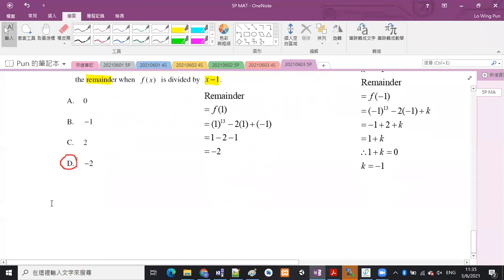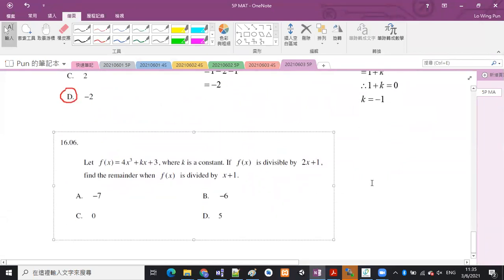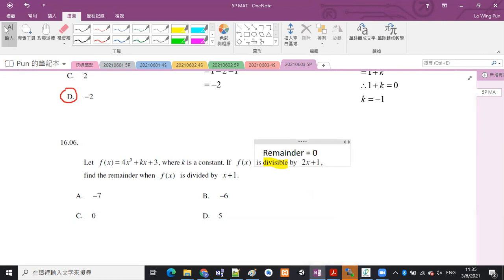Yes, let's do it together. Come on. And can you highlight the keyword? So f(x) is divisible by 2x plus 1. Divisible means remainder equals 0. So when it is divided by 2x plus 1, the remainder should be 0.